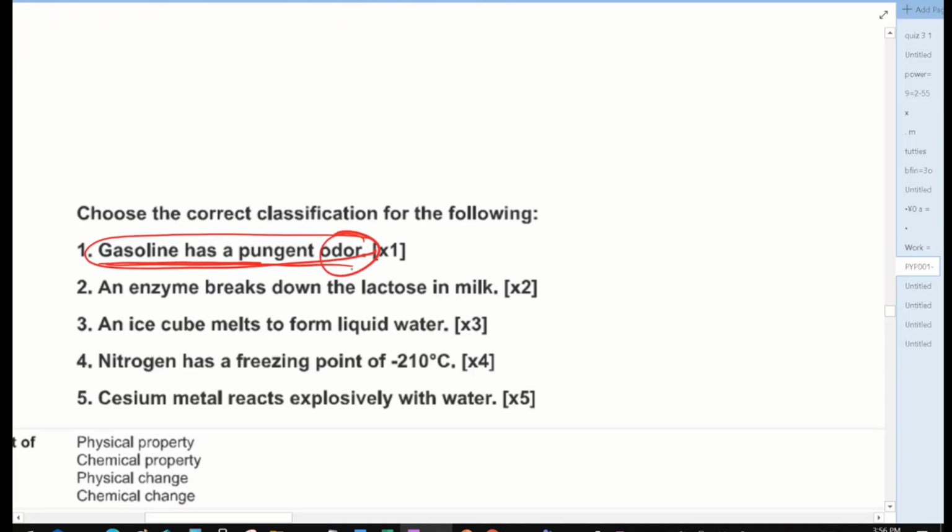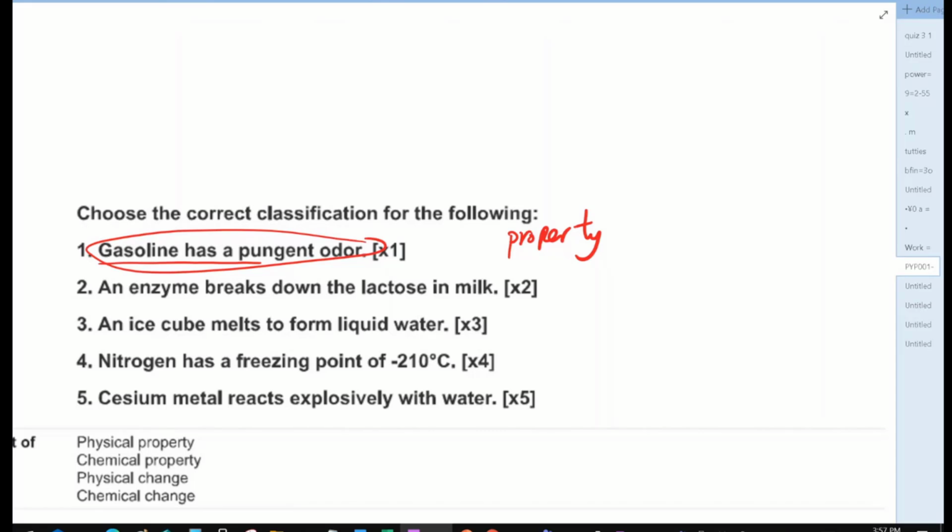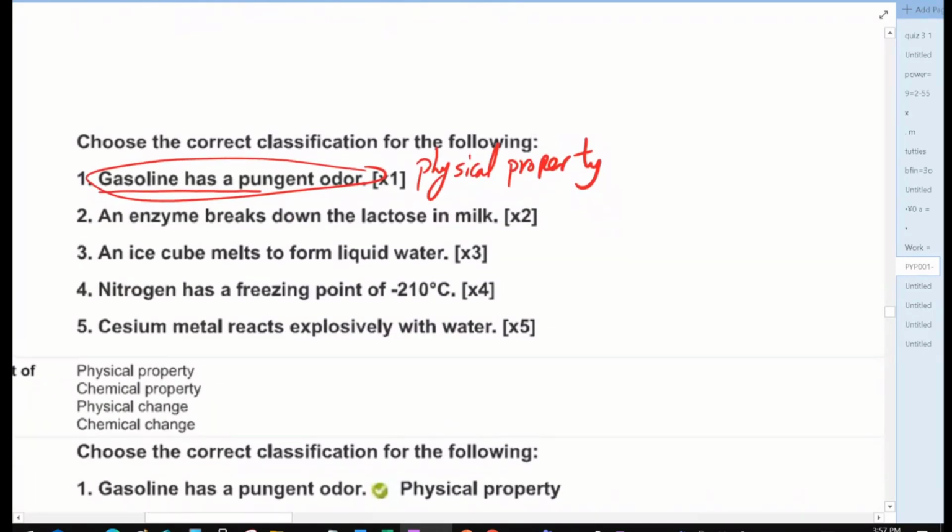Odor means smell, a pungent smell. So he's talking now about a change or a property. It's a property. Is it a physical property or a chemical property? The odor. The odor of the element. Is it physical or chemical? Physical. Okay, so it's a physical property.